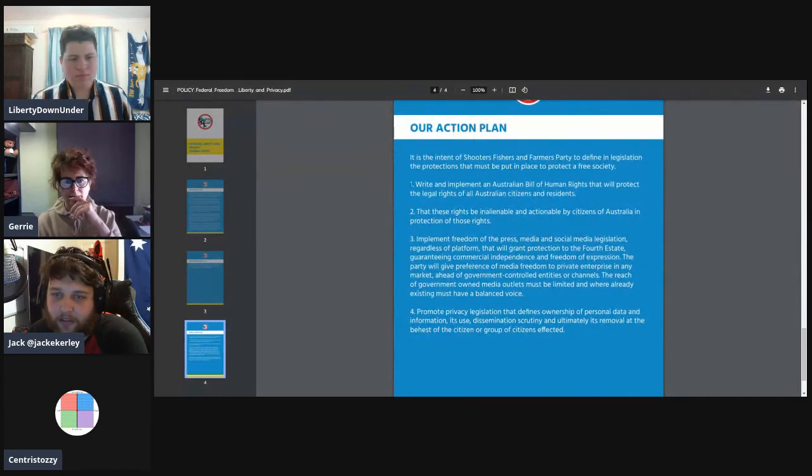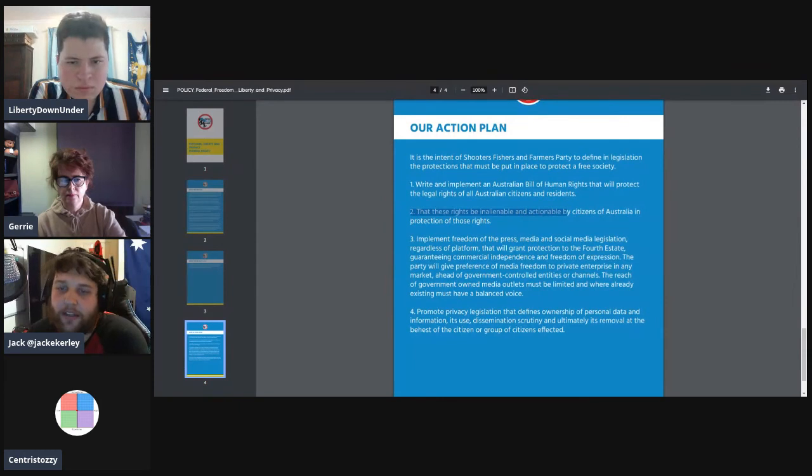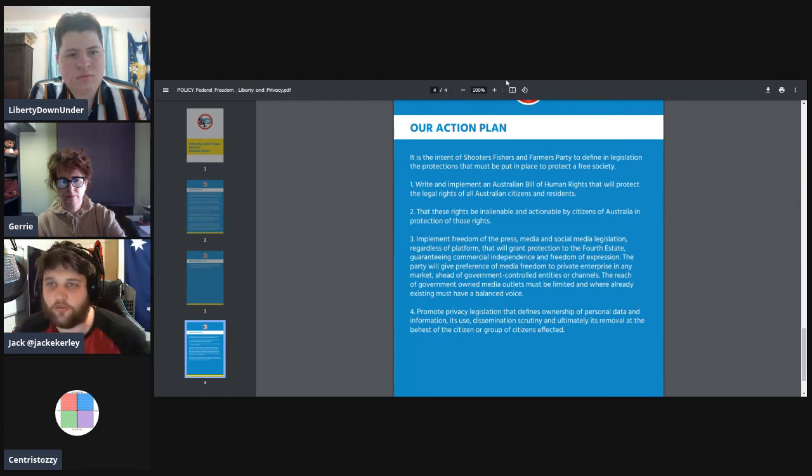Their plan: write and implement an Australian Bill of Human Rights that will protect the legal rights of Australian citizens and residents. These rights be inalienable and actionable by citizens in Australia to protect those rights. So basically enshrining self-defense.